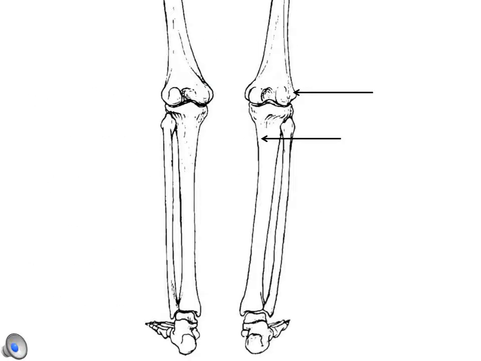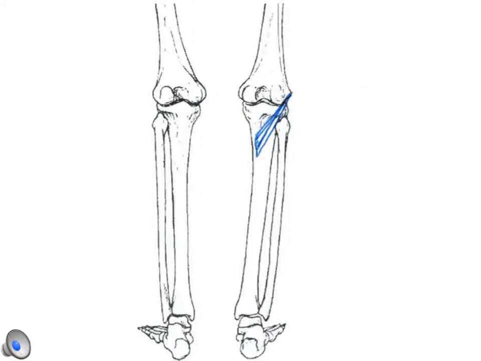Pause the lecture to draw on the attachments and the muscle belly of popliteus. How does your drawing compare?